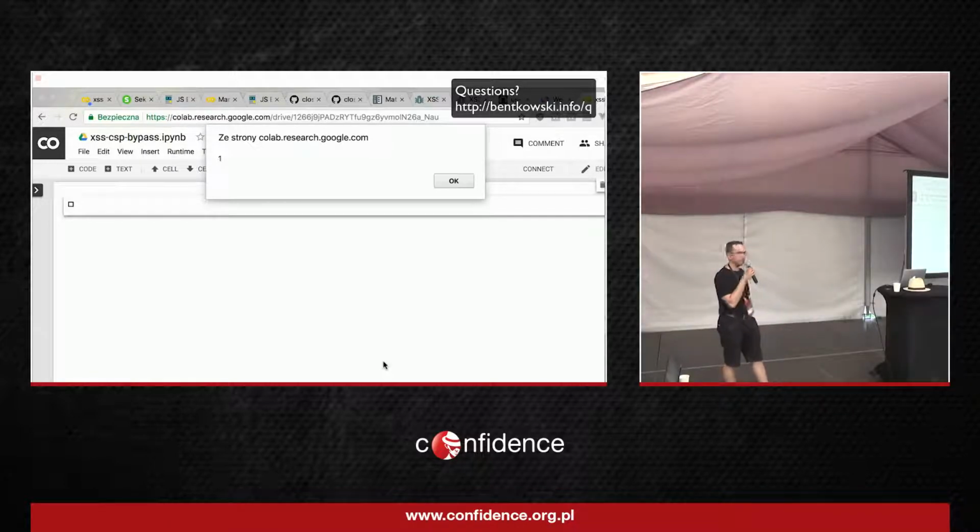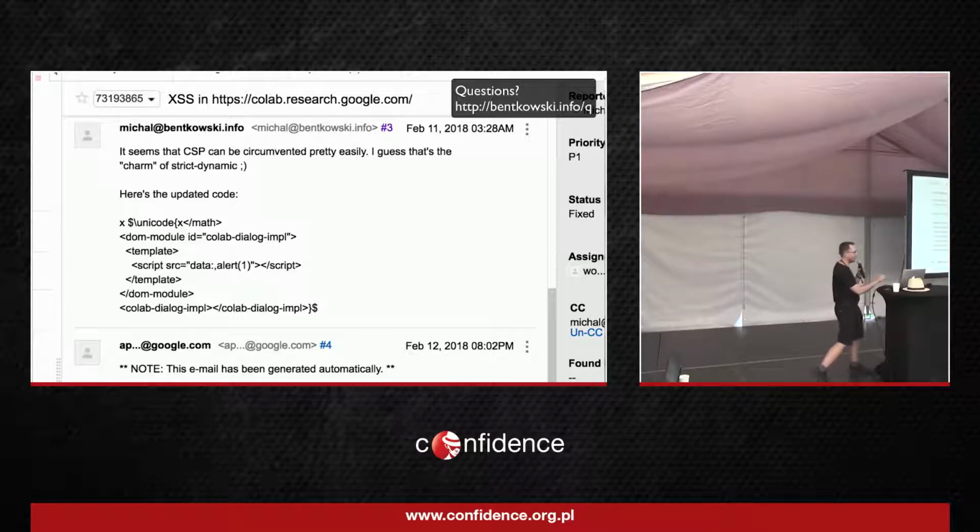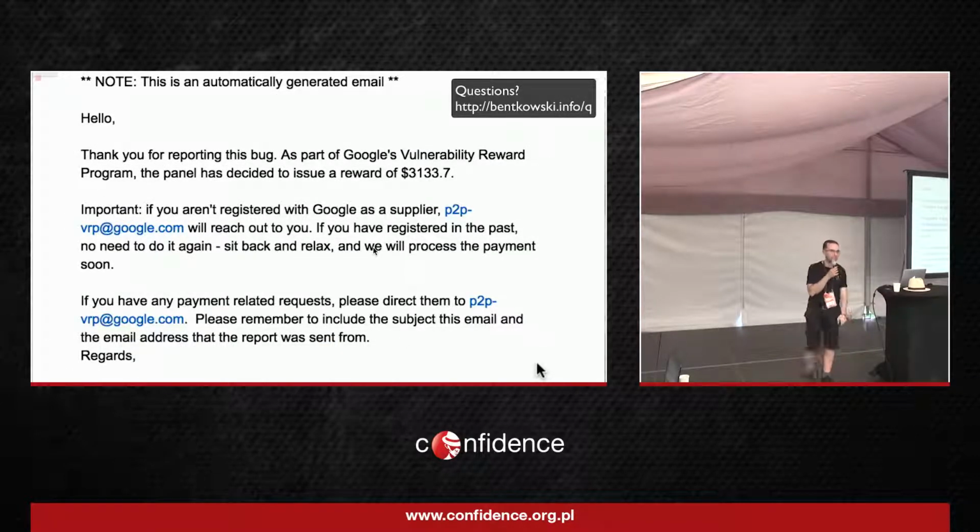So we have a content security policy with a seemingly very strong policy, and we were able to bypass it using the so-called script gadgets. So I wrote to Google that the CSP can be circumvented pretty easily at 3:28 a.m. And I used a slightly different payload. I guess that it was because of the time. I wasn't able to think straight that you can do that in a more simple way. But, well, it still worked. And then I was given a bounty of $3,000.